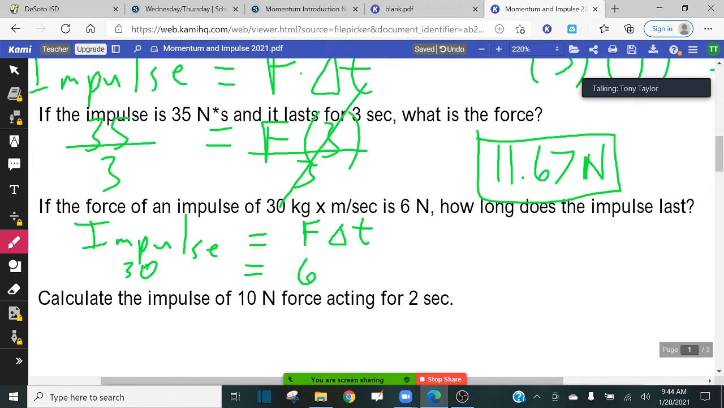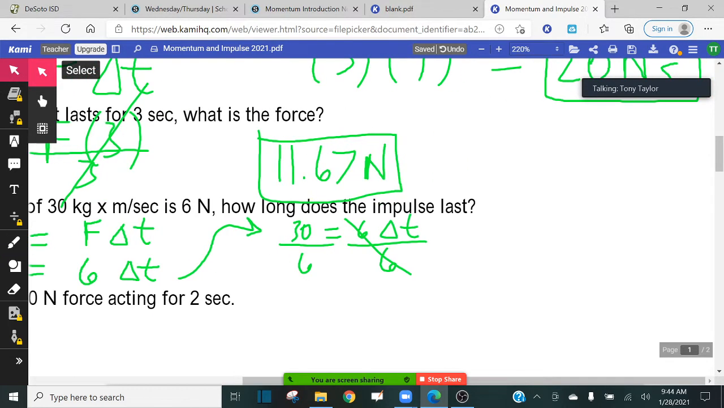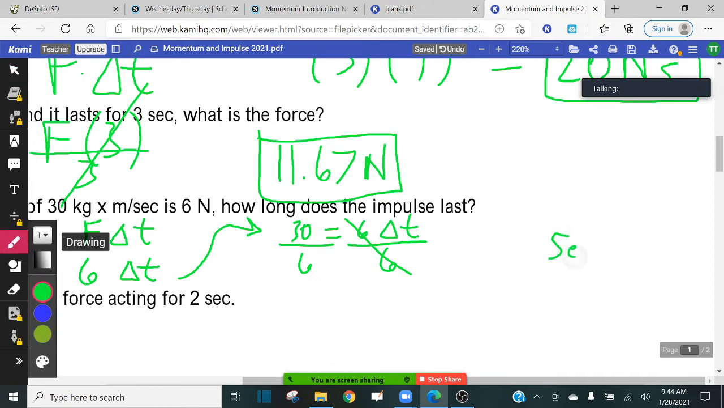So the impulse is 30. The force is 6. It says how long does the impulse last? In other words, they're asking us to solve for the time interval. Y'all know how to solve this equation for delta t. If you have 30 is equal to 6 times delta t, you would just divide by 6. Whatever you do to one side, you have to do to the other. 30 divided by 6 is equal to 5. So 5 seconds is our delta t.